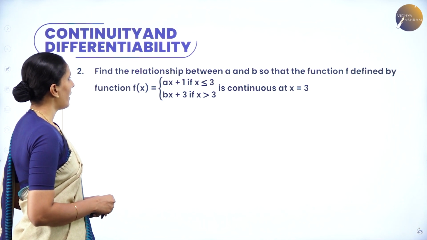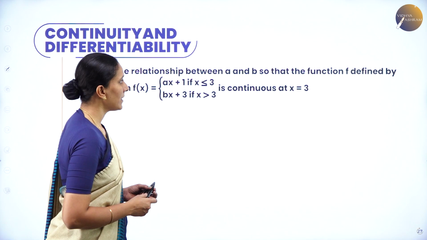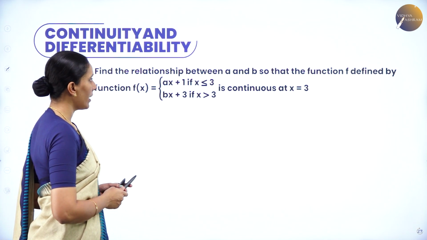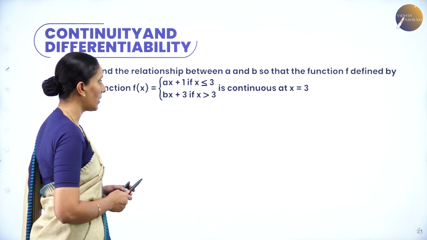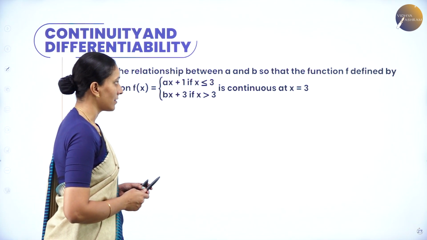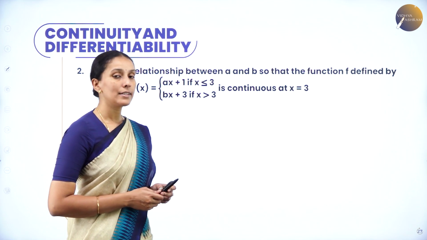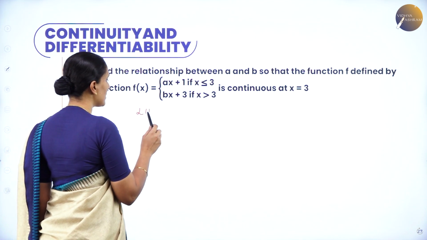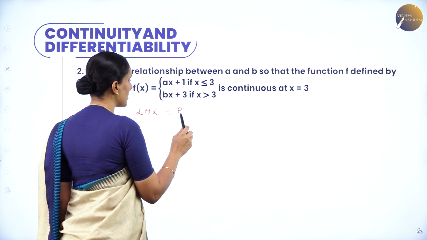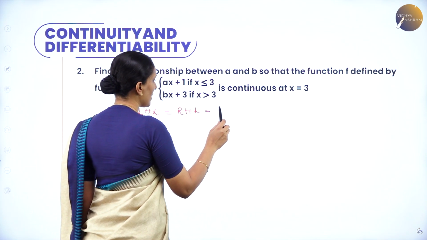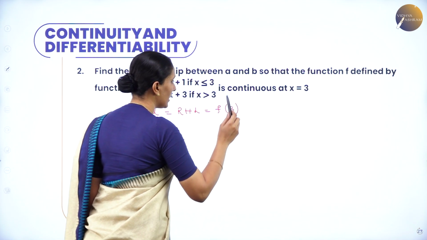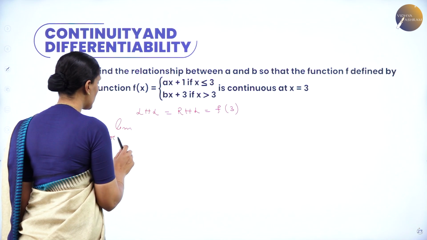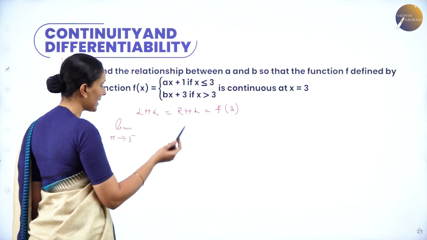Next question. Find the relationship between a and b so that the function f defined by f of x is equal to ax plus 1 if x is less than or equal to 3, bx plus 3 if x is greater than 3, is continuous at x is equal to 3. So clearly they have given it as continuous. So that means the left hand limit as well as the right hand limit as well as the functional value at 3 will be the same.